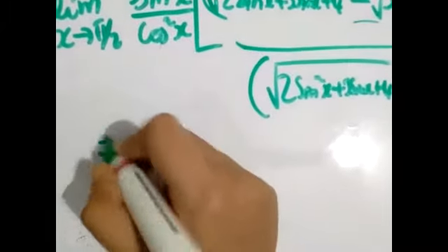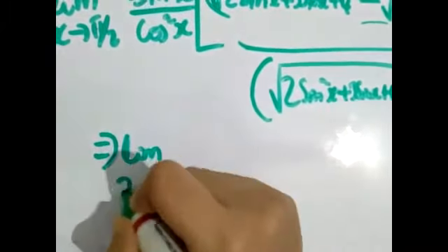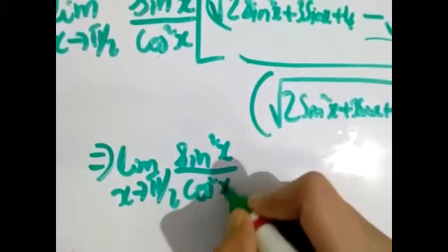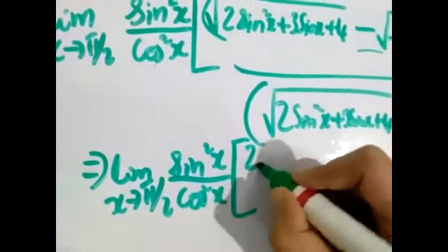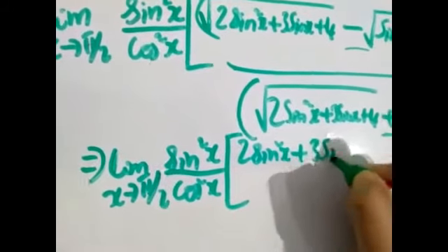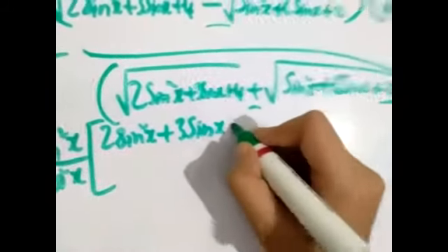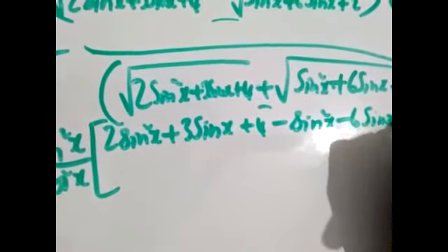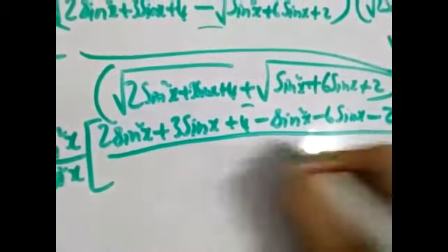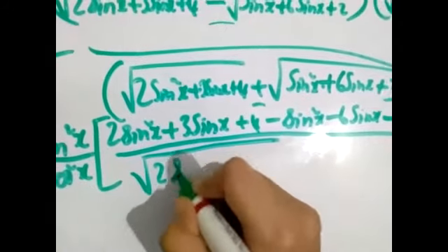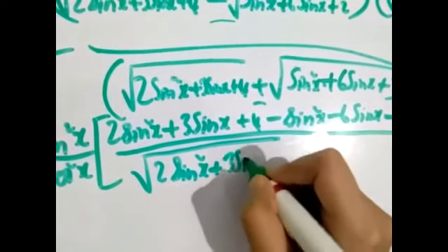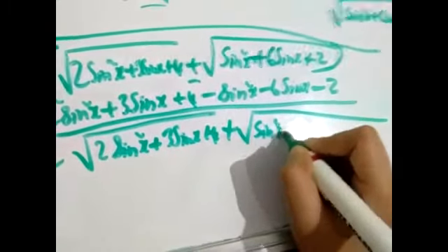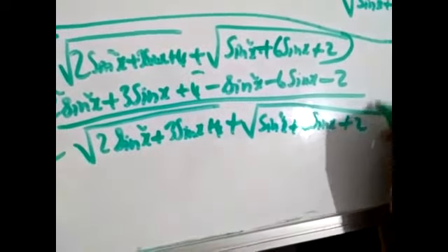So next step, what I'll have is limit x tends to pi by 2 sine square x by cos square x, and here I will have 2 sine square x plus 3 sine x plus 4 minus sine square x minus 6 sine x minus 2, after opening the brackets, divided by the same denominator, 2 sine square x plus 3 sine x plus 4 plus root of sine square x plus 6 sine x plus 2. Okay.